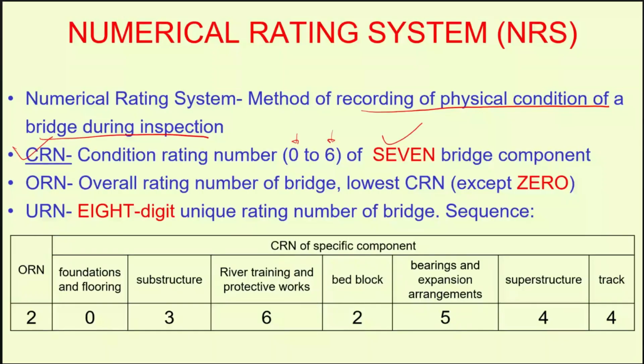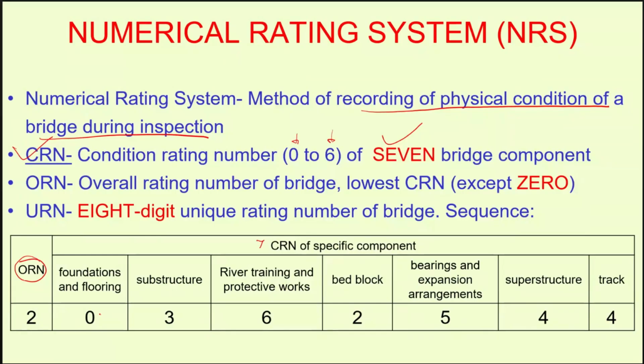Then the overall rating number of the bridge is the lowest CRN condition rating number, except 0. Then URN is the unique rating number, that is an 8-digit unique rating number of the bridge. It has been arranged in the following sequence. First will be the ORN, overall rating number, then all these are the 7 CRNs.